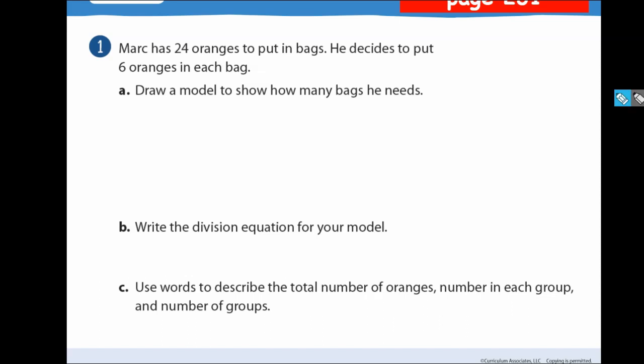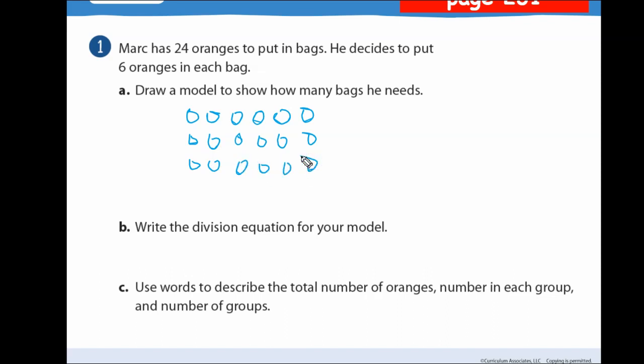Okay. So if I'm gonna do an array, there's 6 oranges in each bag. So I'm gonna make a row of 6 each and see how many rows I have. Okay, so I have 1, 2, 3, 4, 5, 6. That's one row, right? 7, 8, 9, 10, 11, 12. Did I hit 24 yet? No. 13, 14, 15, 16, 17, 18. 24? No. 19, 20, 21, 22, 23, 24.